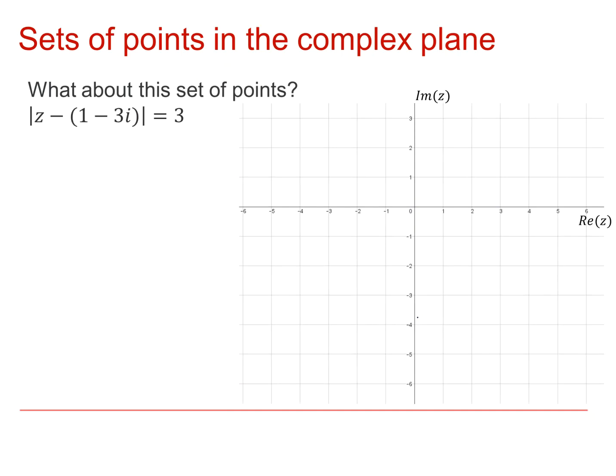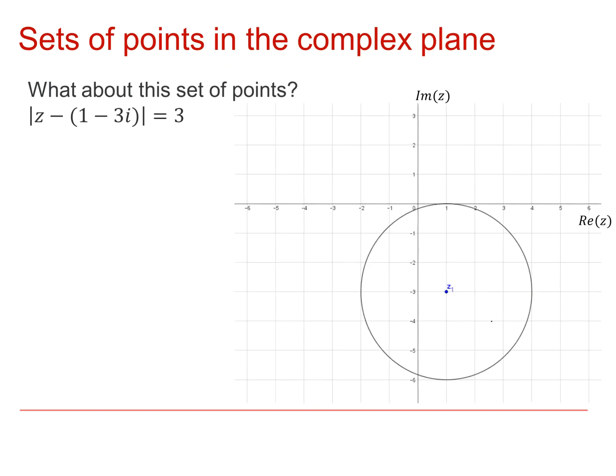What about this set of points? Pause the video for a moment while you think about it. OK. This time we're looking at the set of points which is 3 units away from the point 1 minus 3i. So it could be that point, or this point, or this one, or this one. All of these points satisfy the equation. And again, we have a circle. This time it has centre 1 minus 3i and radius 3.